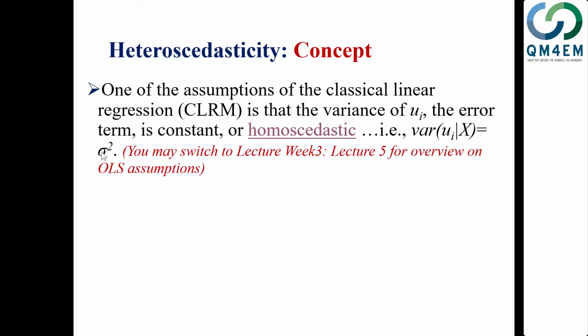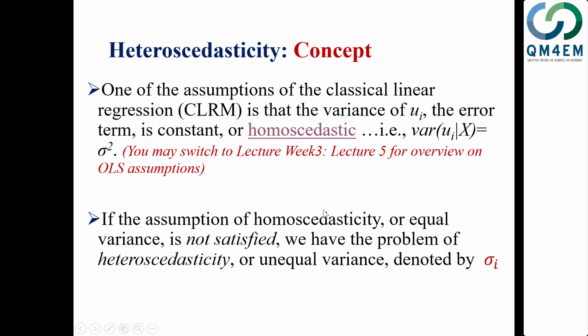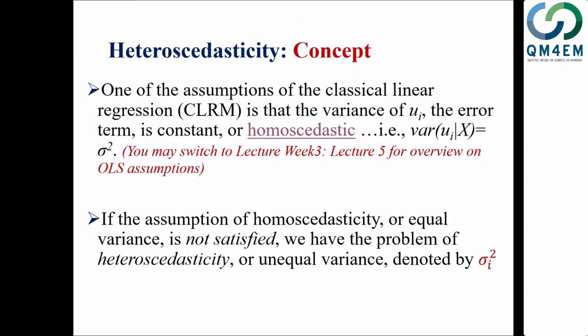However, if this assumption of the ordinary least squares method or classical linear regression model is not satisfied, we call it a case of heteroscedasticity, or unequal variance, and we denote it by sigma i squared instead of sigma squared. Why do we place the subscript i? Because i represents that the error term variance is changing. It's no longer constant, it's different for different income levels, so it changes with i.